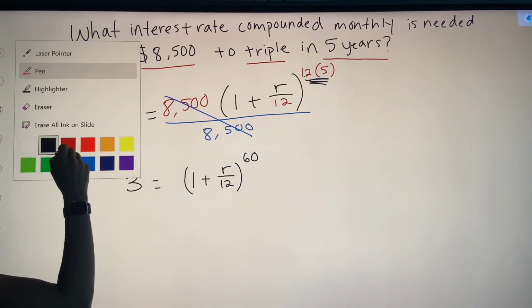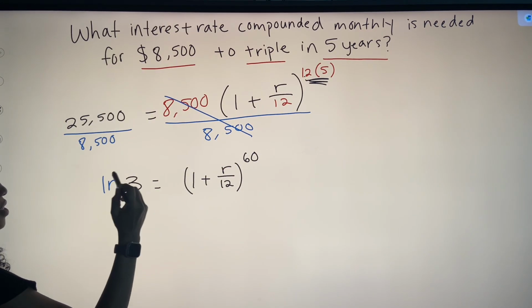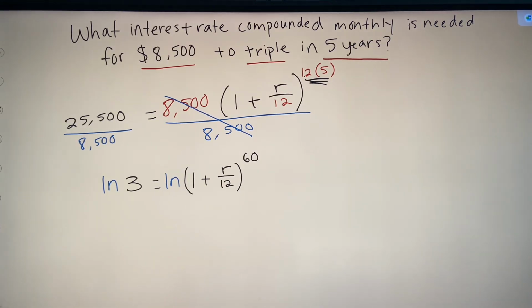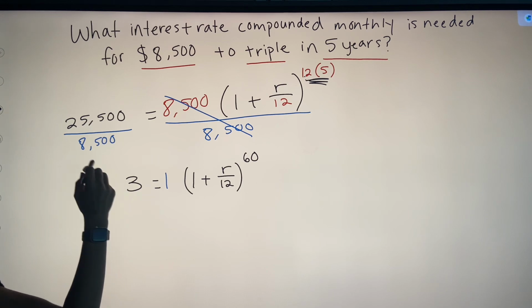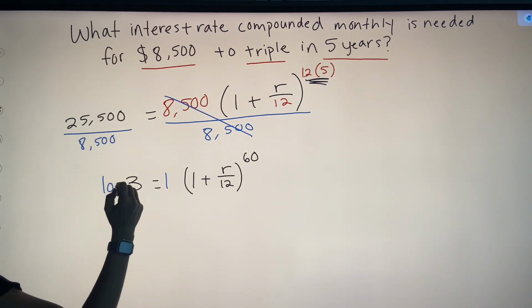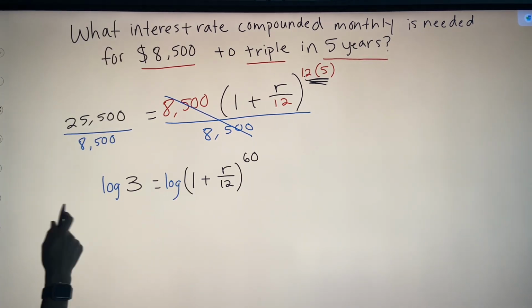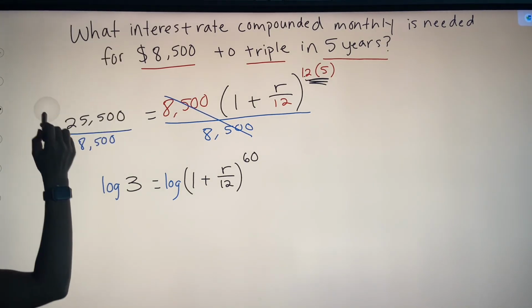The way that I do that is I can take the natural log of this side and the natural log of that side. If you don't like ln, you could also take the log of both sides. It's up to you. You'll get the same answer either way.